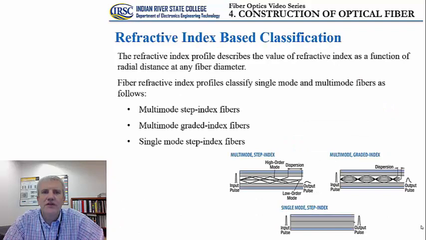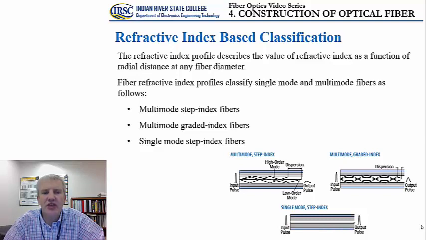So there's a significantly larger or thicker core size in the case of multimode fibers relative to the single mode fibers. With this slide, we're introducing another classification of optical fibers, and that's the classification based on refractive index. We are looking at the index of refraction of the core and how it changes as we are moving from the center of the core towards the edge of the core. So we can classify optical fibers into 3 main groups: multimode step index fibers, multimode graded index fibers, and finally single mode step index fibers.